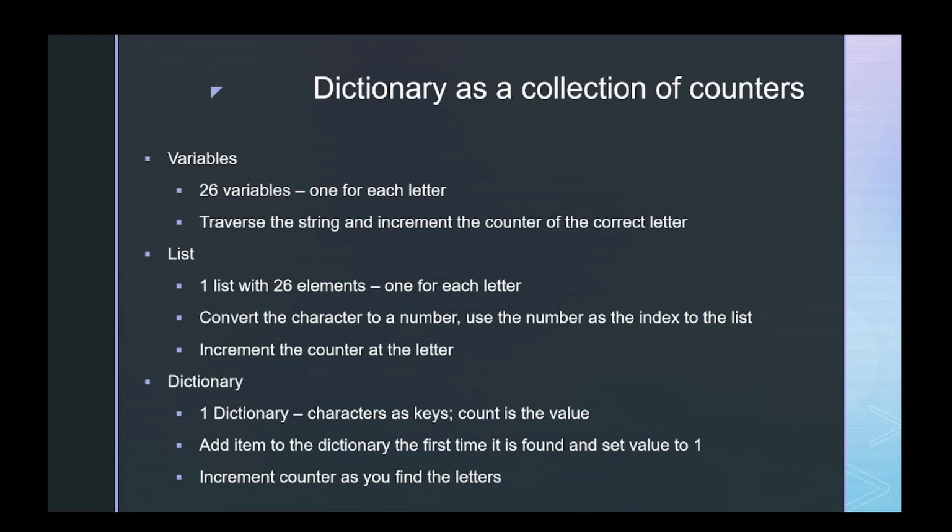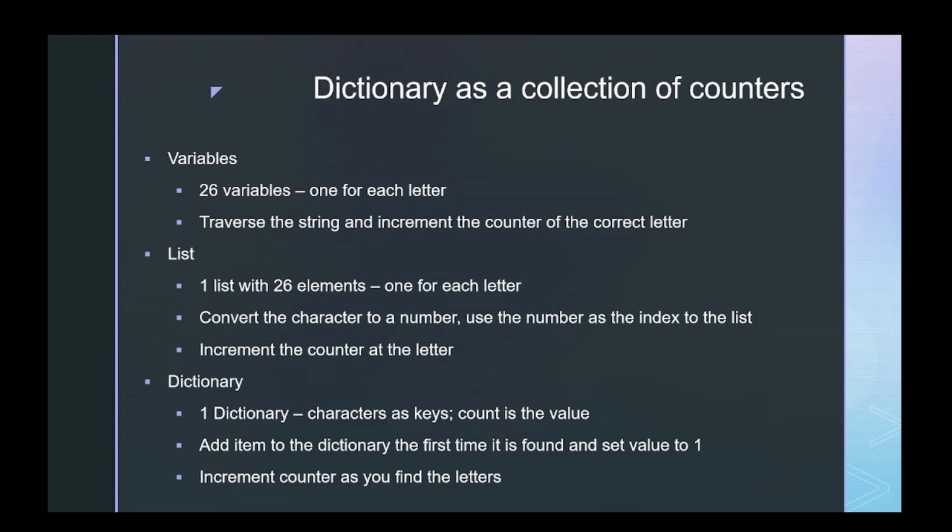The easiest way to do it is I can implement it with our new dictionary technique. You will have one dictionary. Your characters will be keys, and you can have a value that will contain the count of that letter. The nice thing about the dictionary way is that you can add the item to the dictionary the first time it is found and set its value equal to 1, and then increment counters as you find the letters. So with a dictionary, you are only going to hold the keys of the characters that you find.